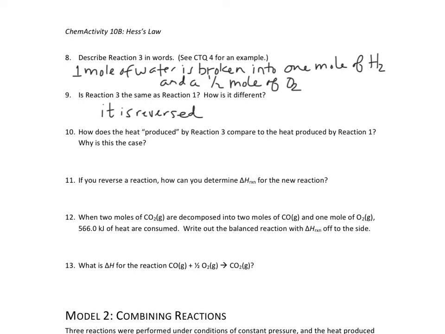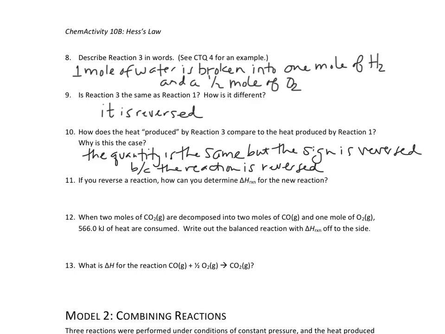So how does the heat produced, and "produced" is in quotes because, as we said when we started this, that's an endothermic process, so heat actually is not produced in this case. But how does the quantity of heat compare to the heat produced by reaction 1? Well, it's the same quantity, but it was positive. In other words, it was consumed because the reaction is going in the opposite direction.